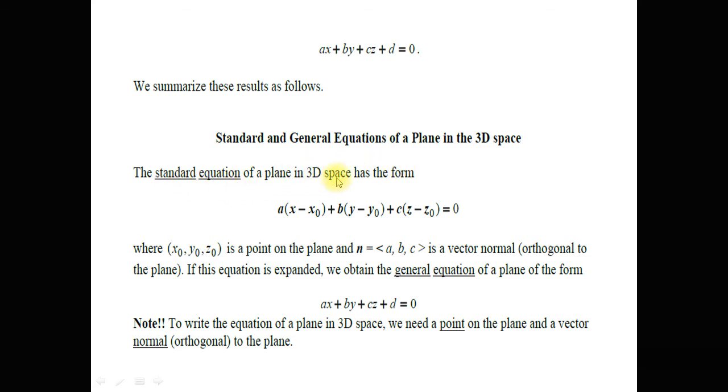The standard form of plane in 3D space has the form a into x minus x naught plus b into y minus y naught plus c into z minus z naught is equal to 0, where x naught, y naught, z naught is a point on the plane and n is the normal vector whose components are a, b and c, a vector orthogonal to the plane. If this equation is expanded, we obtain the general equation of plane of the form ax plus by plus cz plus d is equal to 0. So dear students, note that to write equation of a plane in 3D space, we need a point on the plane and a normal vector orthogonal to the plane. Then we can easily find the equation of plane when one point of the plane and one normal vector of the plane are given.